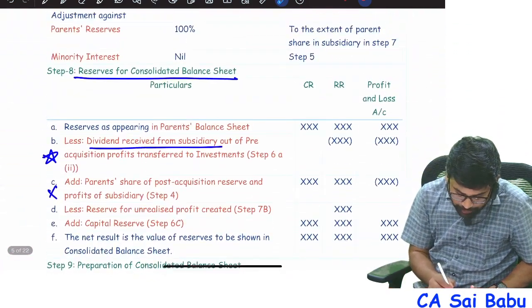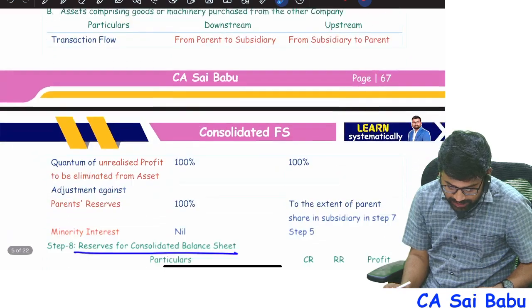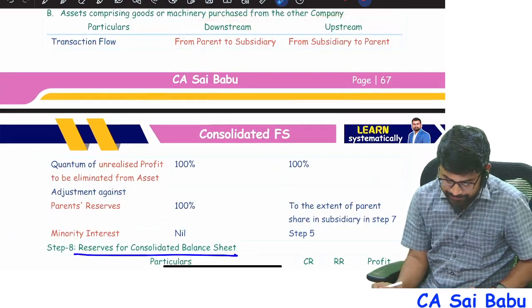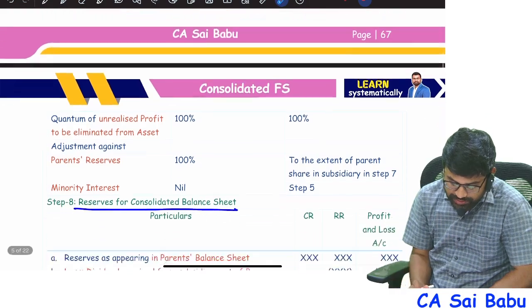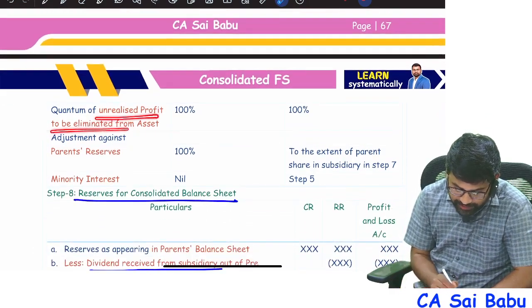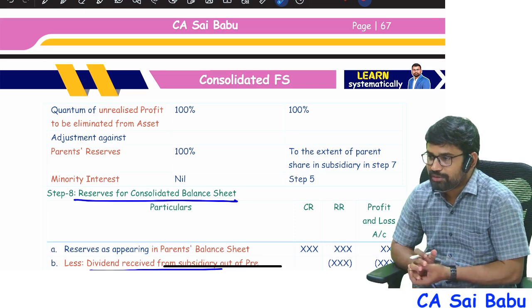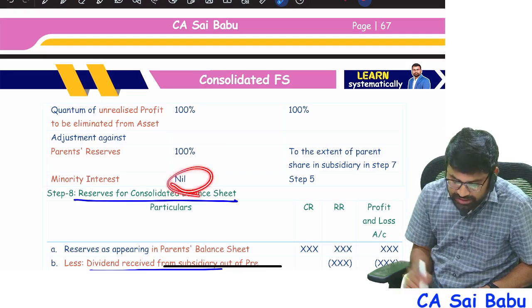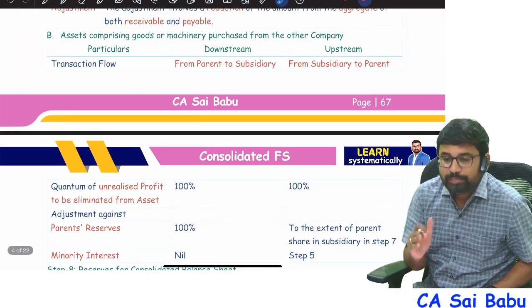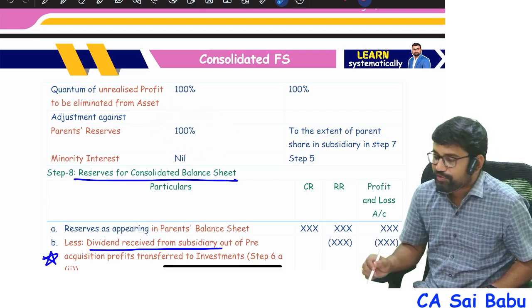And in step number 7, intercompany transactions. I told you about upstream and downstream transactions. In downstream, who sold goods to whom? Parent sold to subsidiary. So unrealized profit is eliminated from the asset, 100%. From the inventory, whatever unrealized profit is there, we need to eliminate. And also this unrealized profit is adjusted against parent company reserves, 100%. Minority interest, nil, because here goods were sold by parent to subsidiary. So the entire unrealized profit is in the parent company books. Therefore, we need to eliminate 100% from parent company reserves.